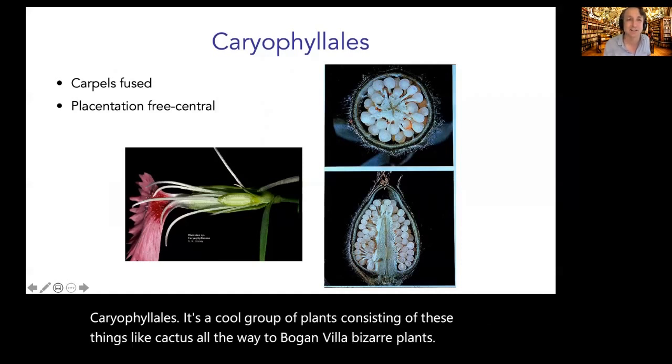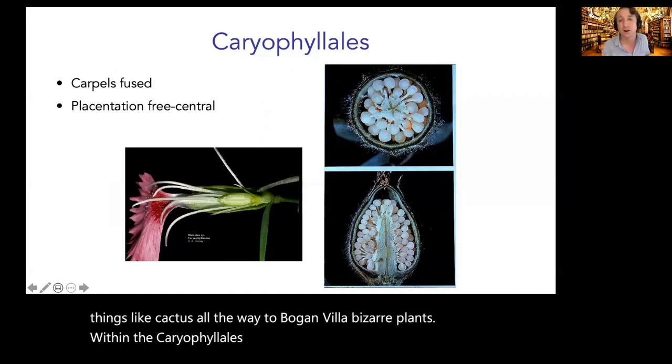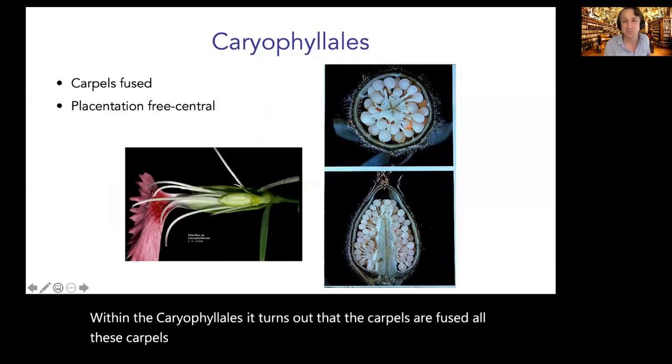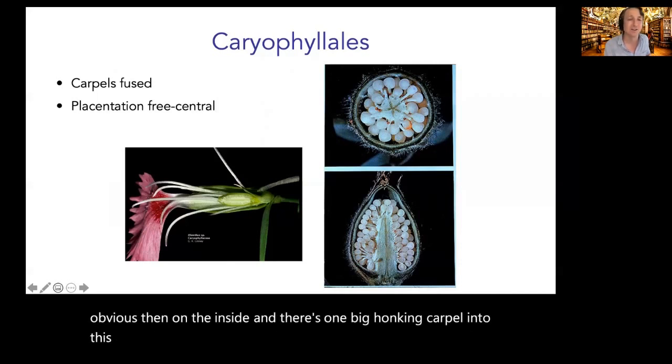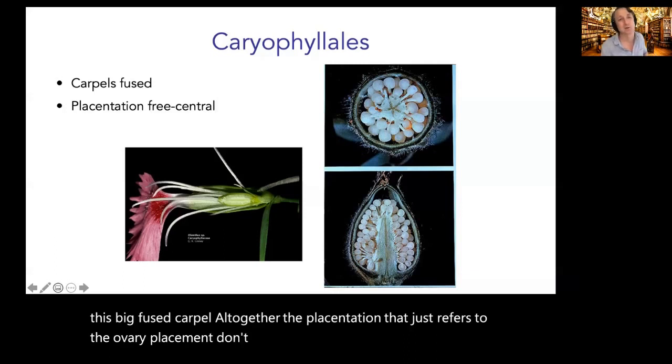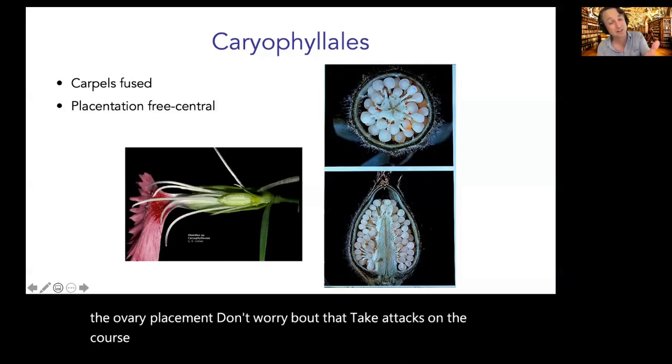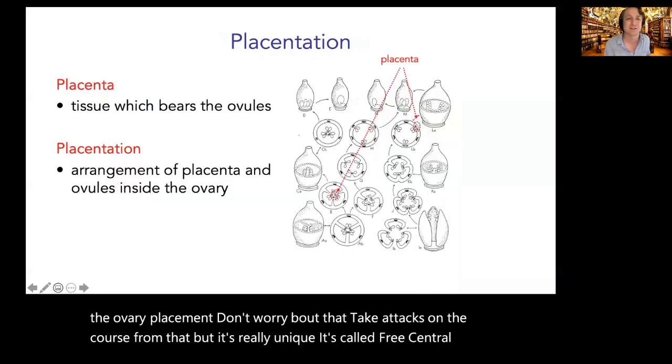Within the Caryophyllales, it turns out that the carpels are fused. All these carpels are fused together, and you get this explosion of ovules on the inside, and there's one big honking carpel, this big fused carpel all together. The placentation, that just refers to the ovary placement. Don't worry about that. Take a taxonomy course for that, but it's really unique. It's called free central placentation, but I don't expect you to memorize that at all.